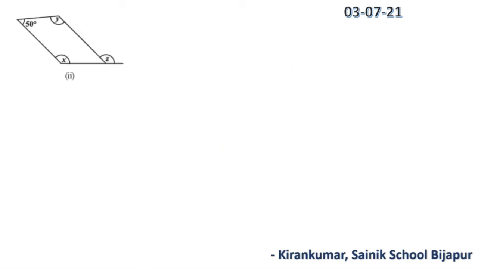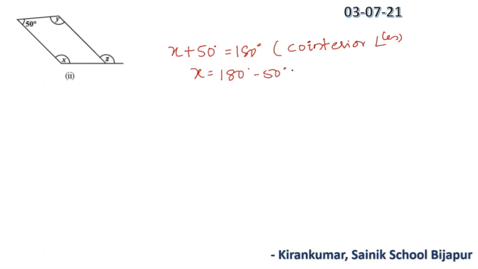Second sub-question, observe very carefully. One of the angles mentioned is 50 degrees here. We need to find angle z, angle y, and angle x. Since adjacent angles are supplementary, I can make use of this. X plus 50 degrees is 180 degrees. I'll write the reason as co-interior angles. So x will be equal to 180 minus 50, which is 130 degrees.